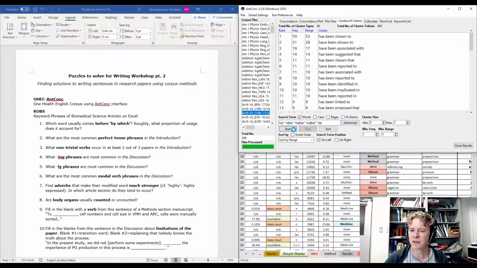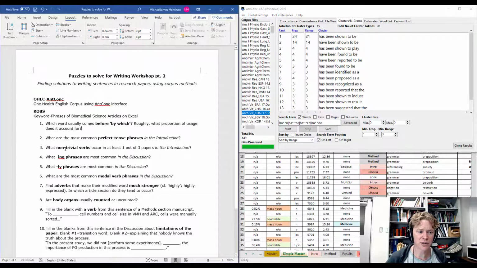Let's go up to 5 and see if we still have any interesting phrases. "Has been shown to be," "have been found to be." Okay, interesting. Well, now we're only getting to a range of 3, not quite as interesting, but that gives you the idea. Let's go on to question 3. What non-trivial verbs occur in at least 1 out of 3 papers in the introduction?